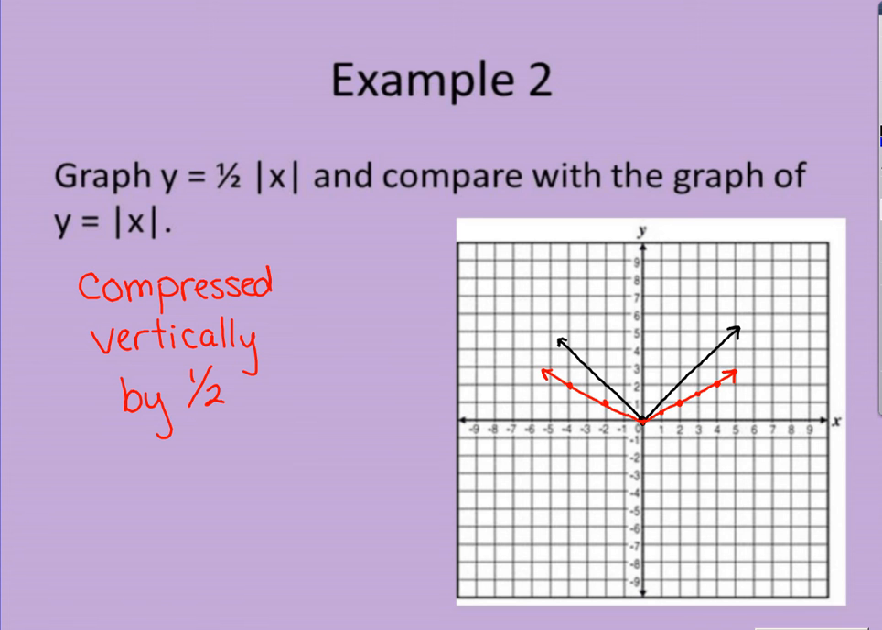So our new graph is the red graph. When we're comparing, we're just saying what's happening. So we are compressing the graph vertically by 1/2.